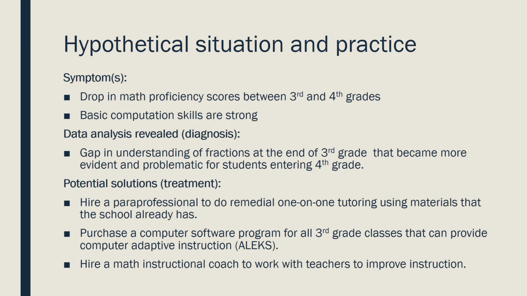So now your team identifies some potential solutions, some treatments. Your team works to identify feasible opportunities to address the problem that you identified. The team suggests 3 opportunities or interventions. First, hire a paraprofessional to do remedial one-on-one and small group tutoring using materials that the school already has. Second, purchase a computer software program for all 3rd grade students that can provide computer adaptive instruction, such as Alex. Third, hire a math instructional coach to work with teachers to improve instruction. Now that you've completed the step identify needs in the implementation cycle, you move on to the next step, plan.